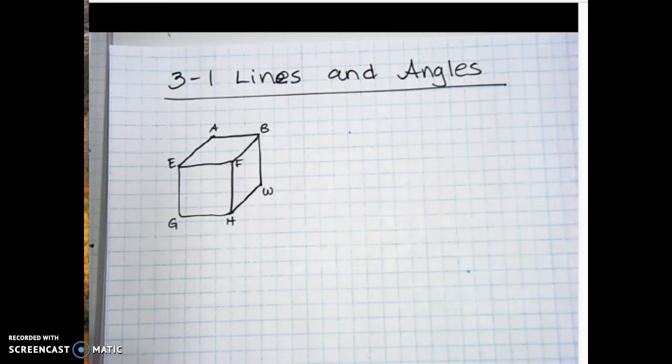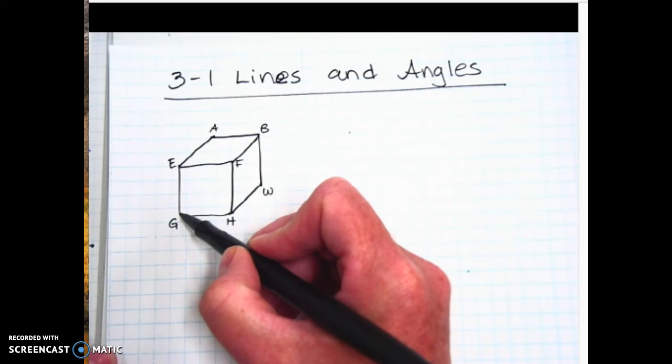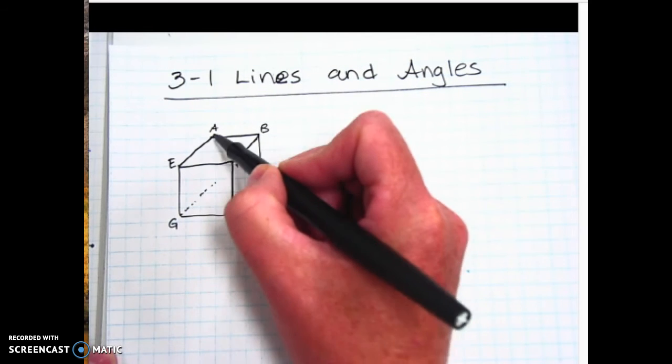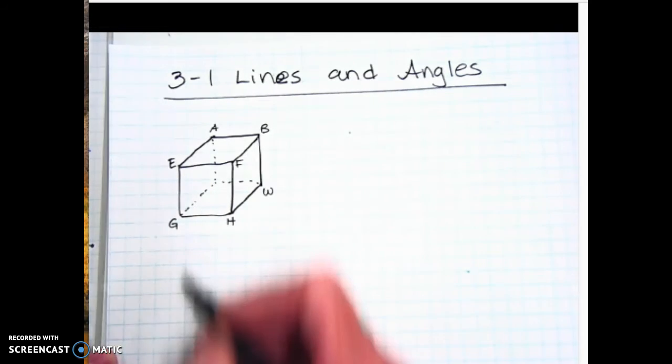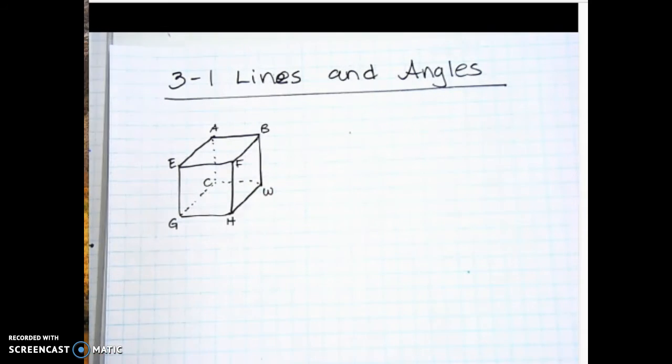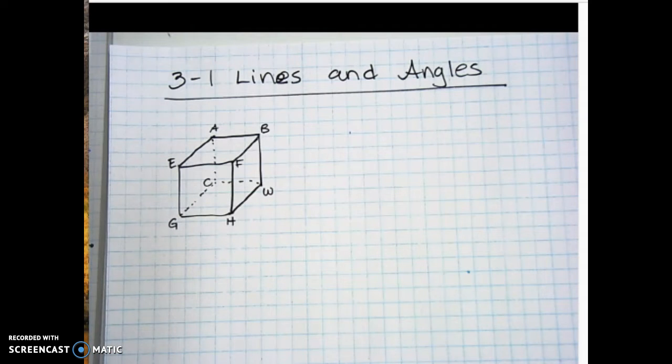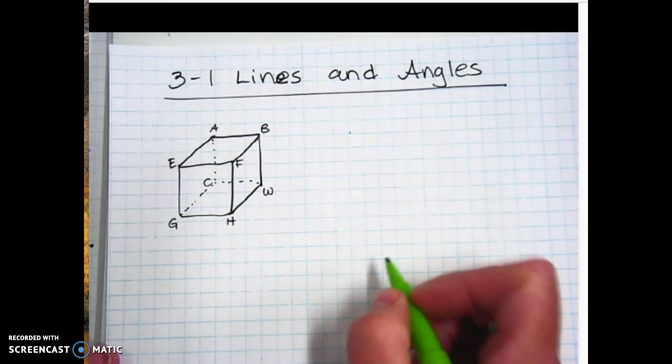And then there's a sixth point at the back, but you can't see it, so we're going to dash it in. You know it's there, you just can't see it. Okay? We'll call that point C back there. All right, so on this cube, it creates some edges, and these edges are lines, basically.